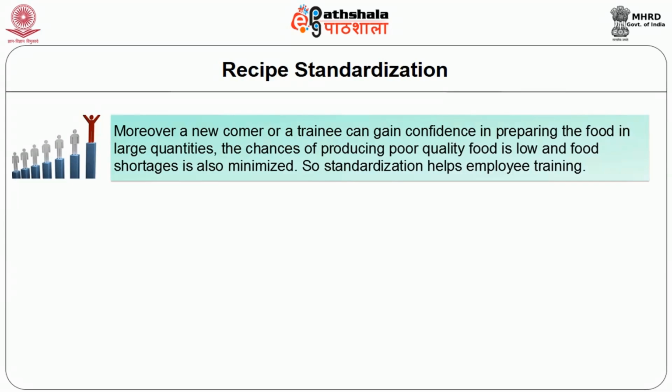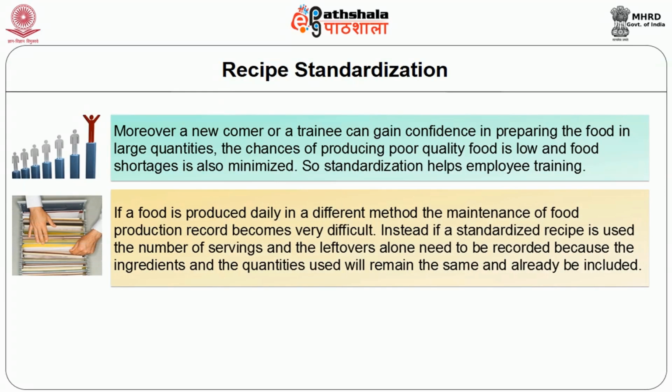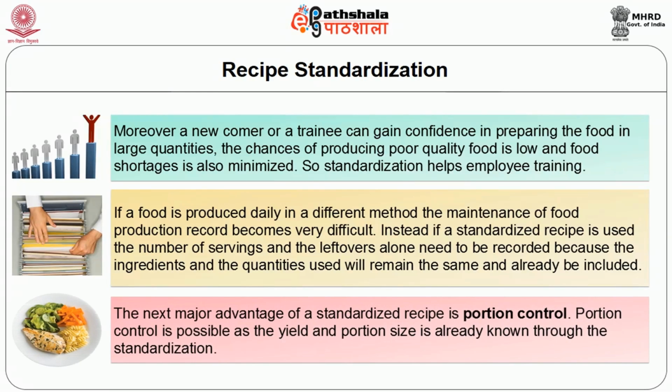Moreover, a newcomer or a trainee can gain confidence in preparing the food in large quantities. The chances of producing poor quality food is low and food shortages is also minimized. So, standardization helps in employee training. If a food is produced daily in a different method, the maintenance of food production record becomes very difficult. Instead, if a standardized recipe is used, the number of servings and the leftovers alone need to be recorded because the ingredients and the quantities used will remain the same and already be included.